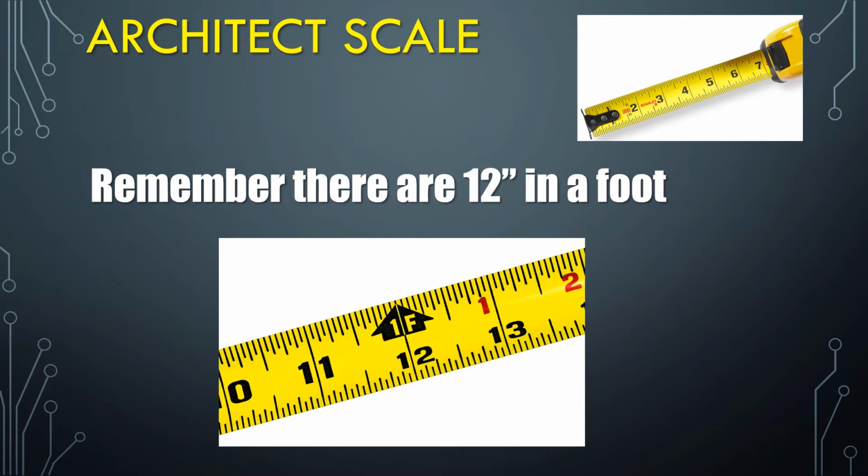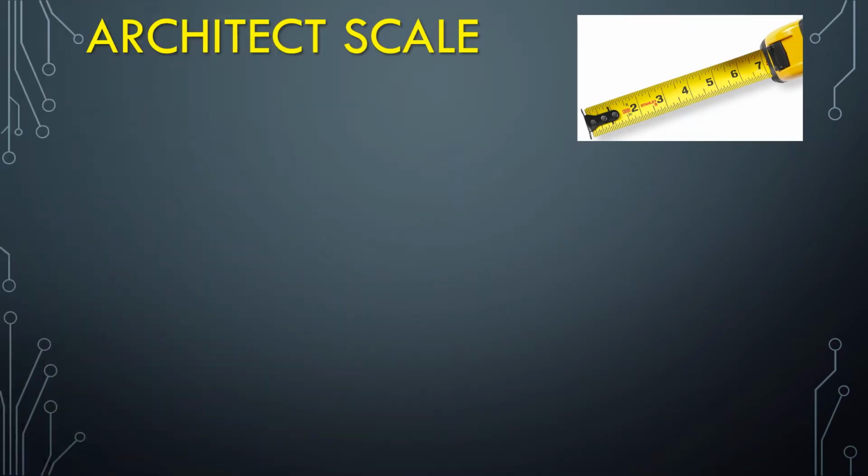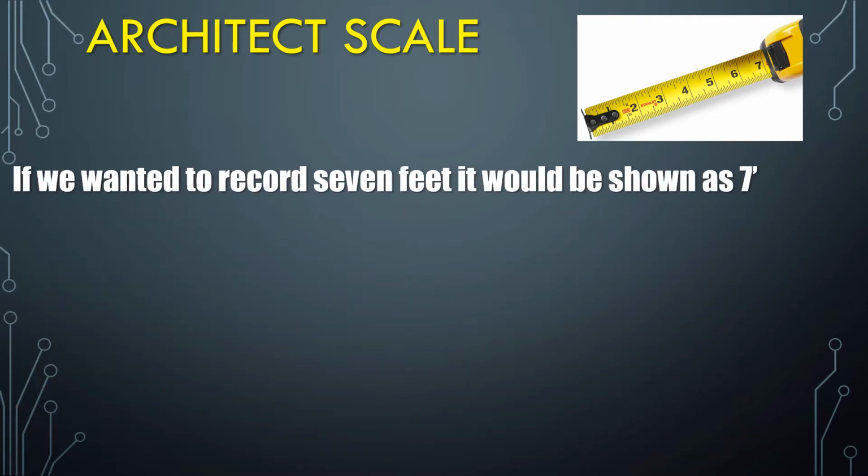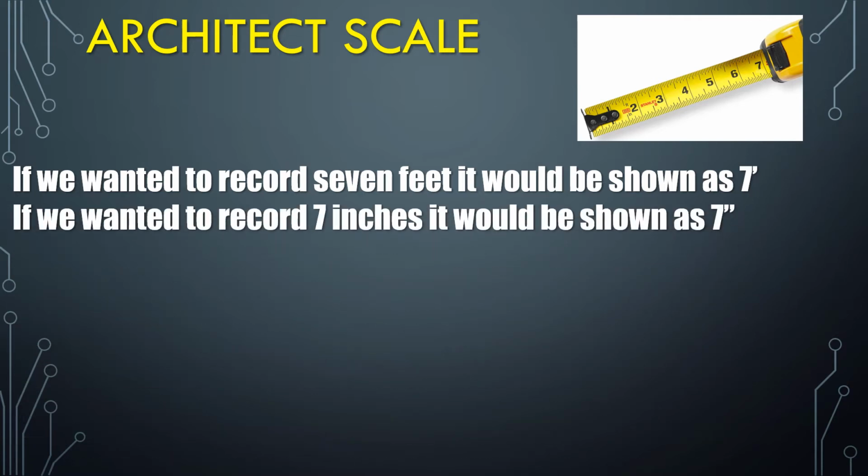Okay, so let's remember that there are 12 inches in a foot. As you look at this tape measure down here at the bottom, you see 10, 11, 12, and it's also represented by 1 foot on this particular tape measure. So it's important to remember 12 inches in a foot. So if we wanted to record 7 feet, if we were to write it down, we would write it like this. If we wanted to record 7 inches, we would write it as this. You see the difference here?